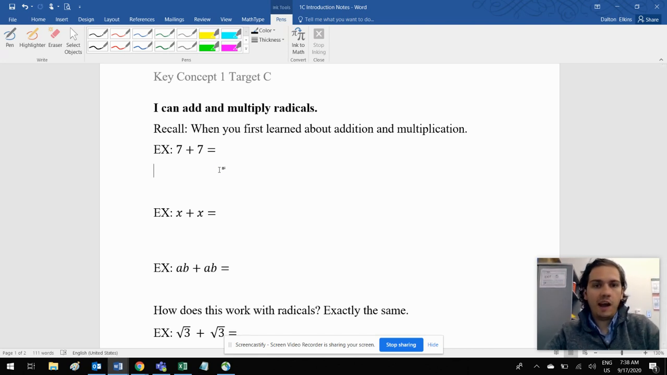Let's talk about adding and multiplying radicals. That is our objective for today. I can add and multiply radicals. So I want to briefly recall a time when you learned about addition and how it relates to multiplication.